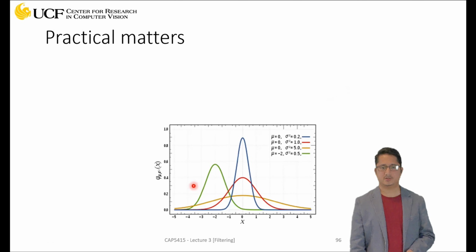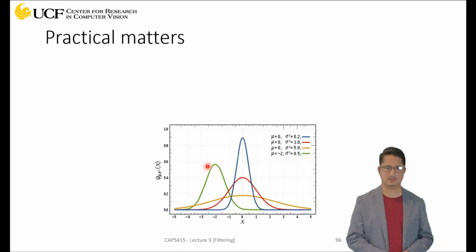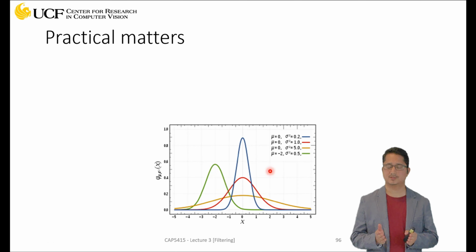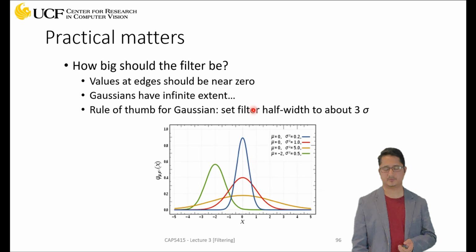Now, another important point, I think, when you solve your programming assignment on filtering, this will come up. What should be the size of your kernel? All right. And there's a very simple rule of thumb for Gaussian kernels. Whatever standard deviation you have, you just set the half width of your kernel to 3 standard deviations.